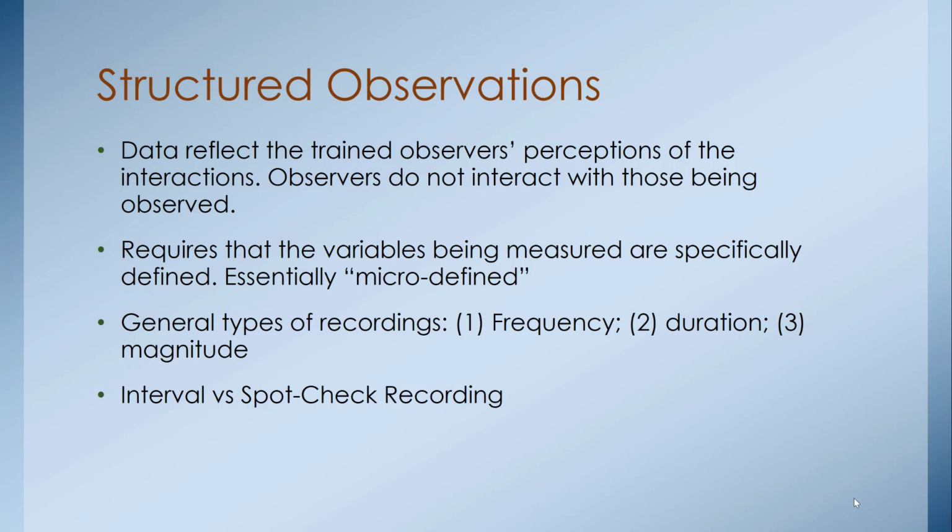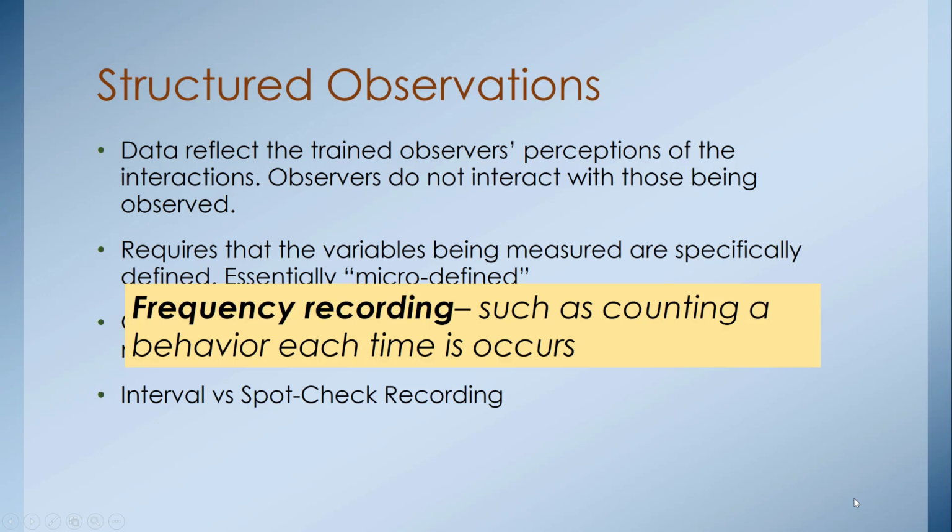This does require that the variables being measured are specifically defined, or what the book actually termed micro-defined. They have to be defined so well that the observer is going to record and identify it in the same way every single time. Or, if you have multiple observers, they're all going to identify the behavior and record it in the same way. The general types of recordings that are available will be frequency, duration, and magnitude, and we'll talk about interval versus spot checking recording.